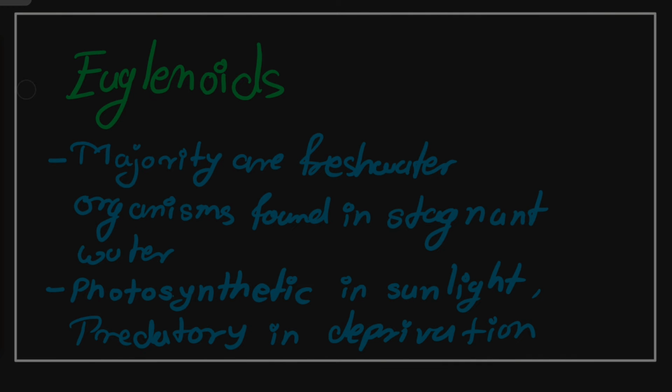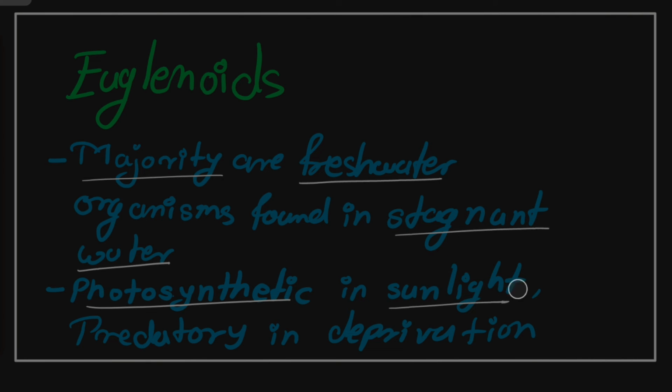Next is euglenoids. The majority are freshwater living organisms found in stagnant water, which is still water, like in lakes or in ponds. These are photosynthetic in presence of sunlight and predatory in absence of sunlight. If we provide sunlight, they do photosynthesis and make their own food. If the sunlight is absent, they become predatory.